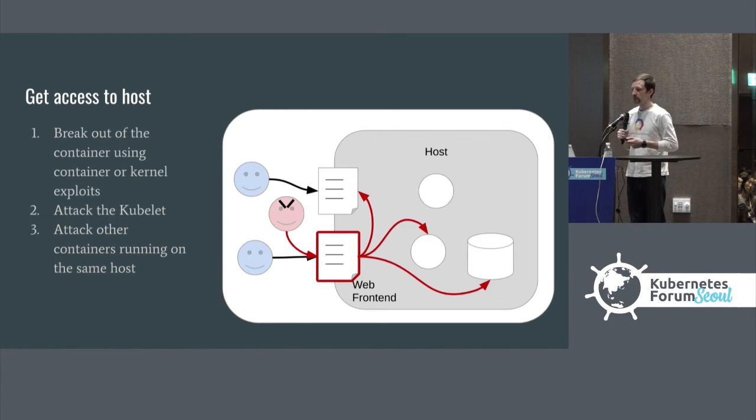This would allow them to see other containers that are running on the host, read the secrets associated with those containers, as well as read the kubelet's authentication and certificates. What attackers can then do is use those credentials from the kubelet to talk to the API server and pretend to be the kubelet, and then try to get more information about other pods or other secrets.